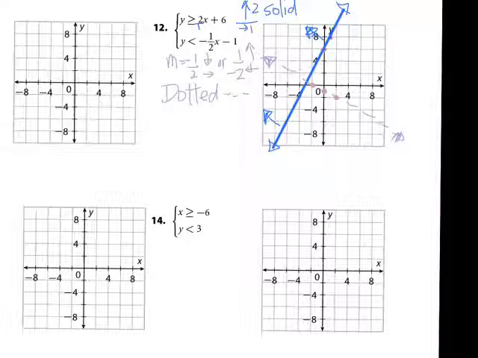Now the last thing I need is for me to put the arrows of which way I'm going to shade. So since this is a less than, I'm going to shade down. So here's my dotted line. Less than would be down and greater than would be up. So I need to shade down since this is a less than. So I'm going to put arrows going down in purple, just like my other one.